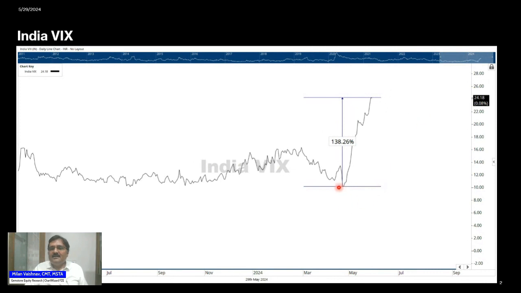we had VIX testing a low below the level of 10. It was almost 9.85 or something like that. From that low of 9.85, today we were in striking distance of 25. It was almost 24.75, from where it retraced a bit and has closed. But from its low point until today, VIX has seen a massive rise of 138% in barely 5 weeks or so.